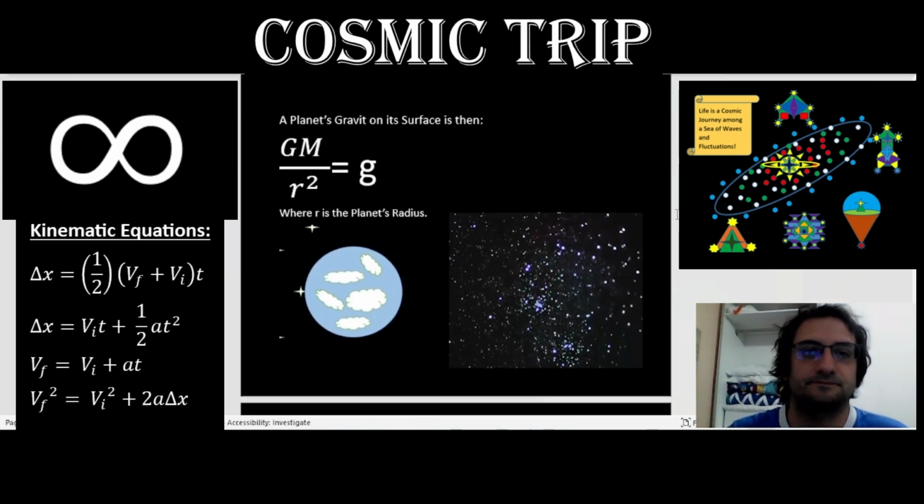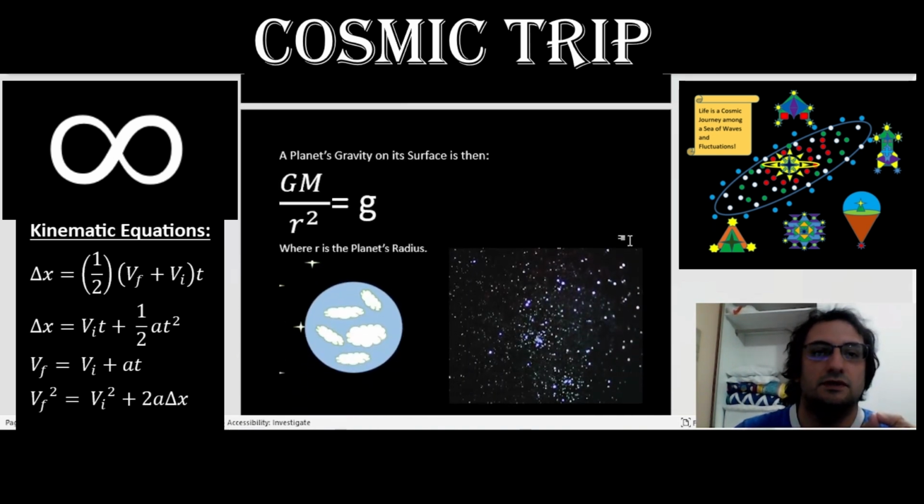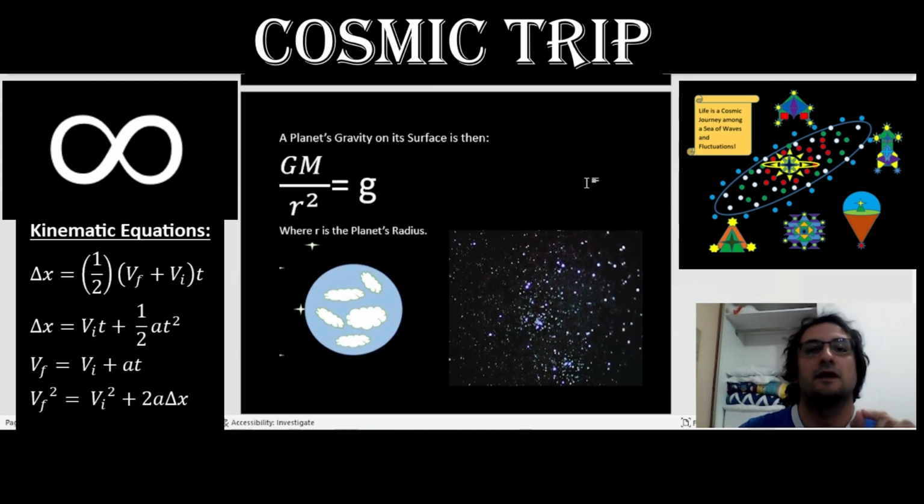So you can find that your weight will equal the force of gravity in that equation. Now, a planet's gravity on its surface can also be found with this equation, because the little m, which is the smaller object on the surface of the planet, cancels to generate this equation here. So you can find the acceleration due to gravity on any planet's surface if you know the mass of the planet and the radius of the planet, assuming the planet is a sphere.